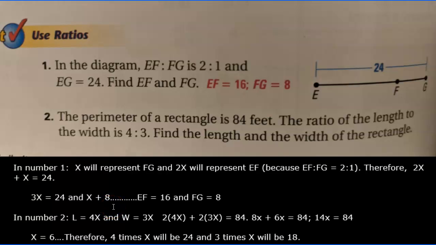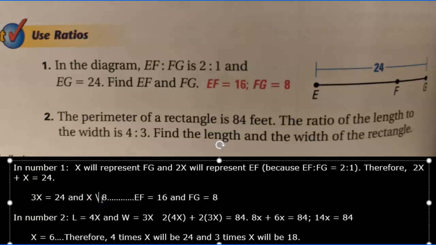And X, let me change that, put a plus sign there. X equals 8. And so then we go back to our 2 to 1. 2 times 8 is 16. And FG is just 8.